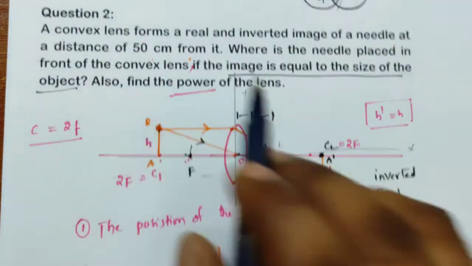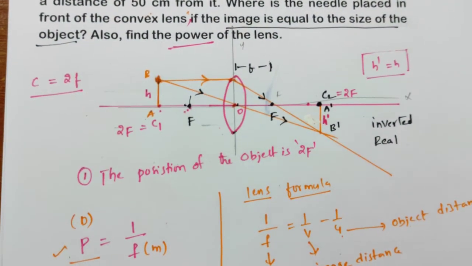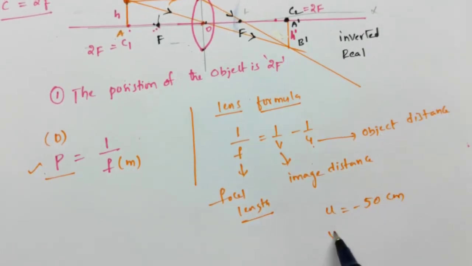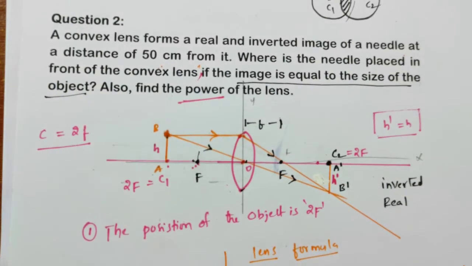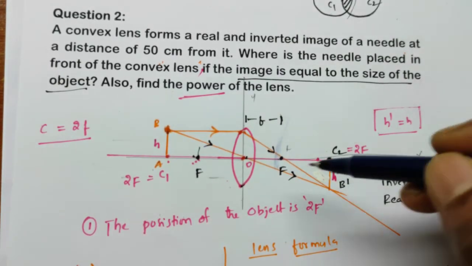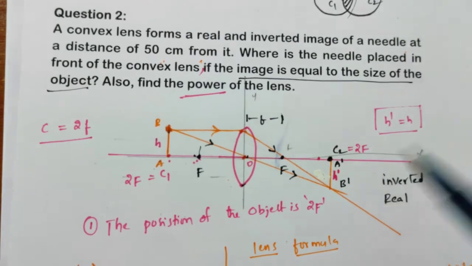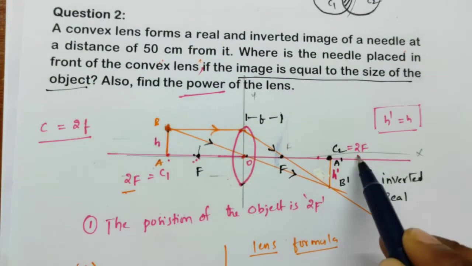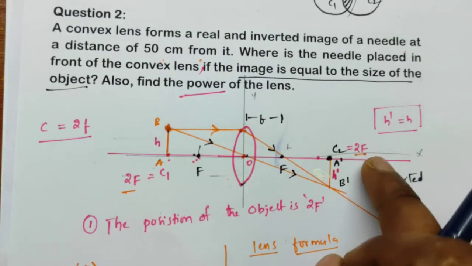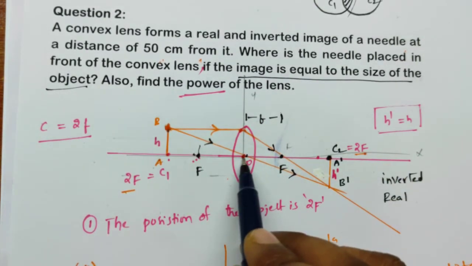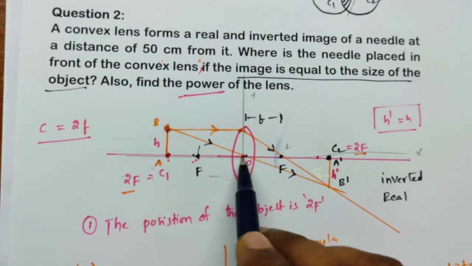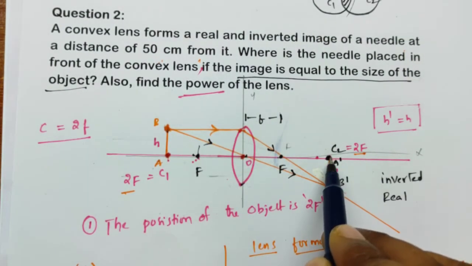So what object distance do we need to take? Object distance u is equal to minus 50 centimeters. Then what is v, the image distance? Where is the image formed? It is formed on this side. How much distance is it? We already told you, this is at 2f, so the image is also at 2f. Exactly, if we place the needle at the center of curvature, the image is also at 2f. That means whatever distance from the optic center the needle is placed, the image will be formed at the same distance from the optic center.